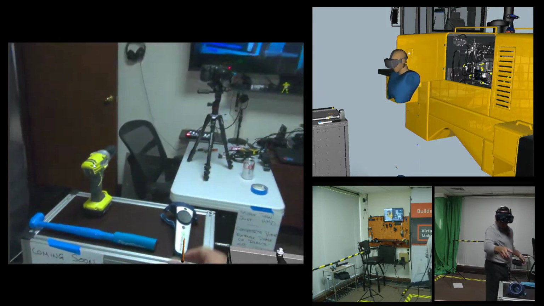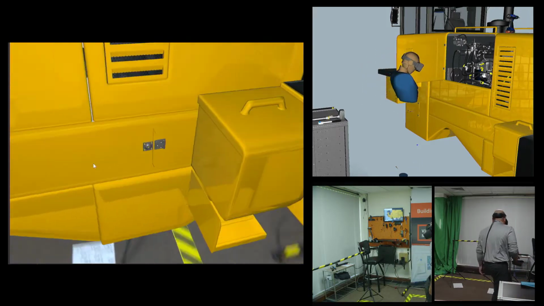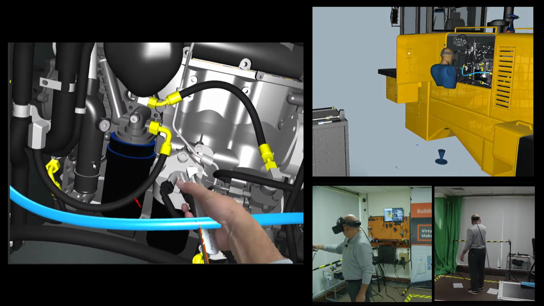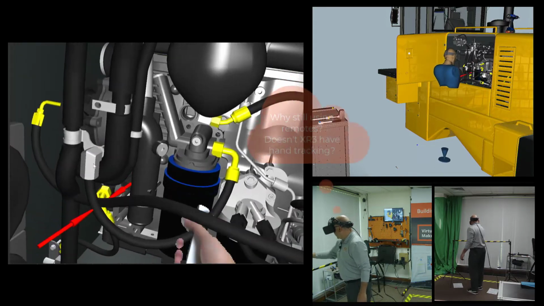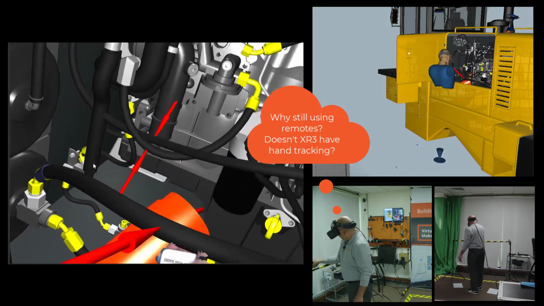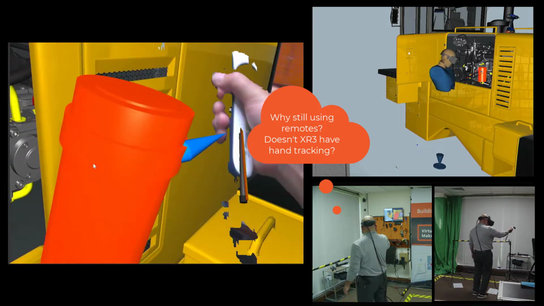So again, I can go in and I can just reach into that scene, right? Pull those hoses in and out of the way if necessary. Get those filter bodies out.